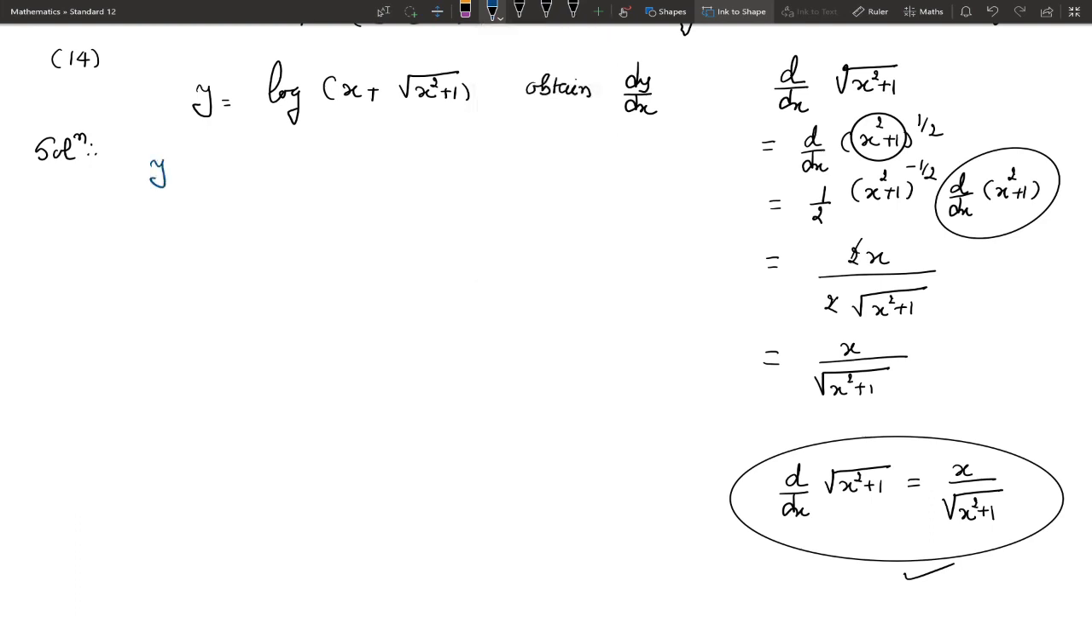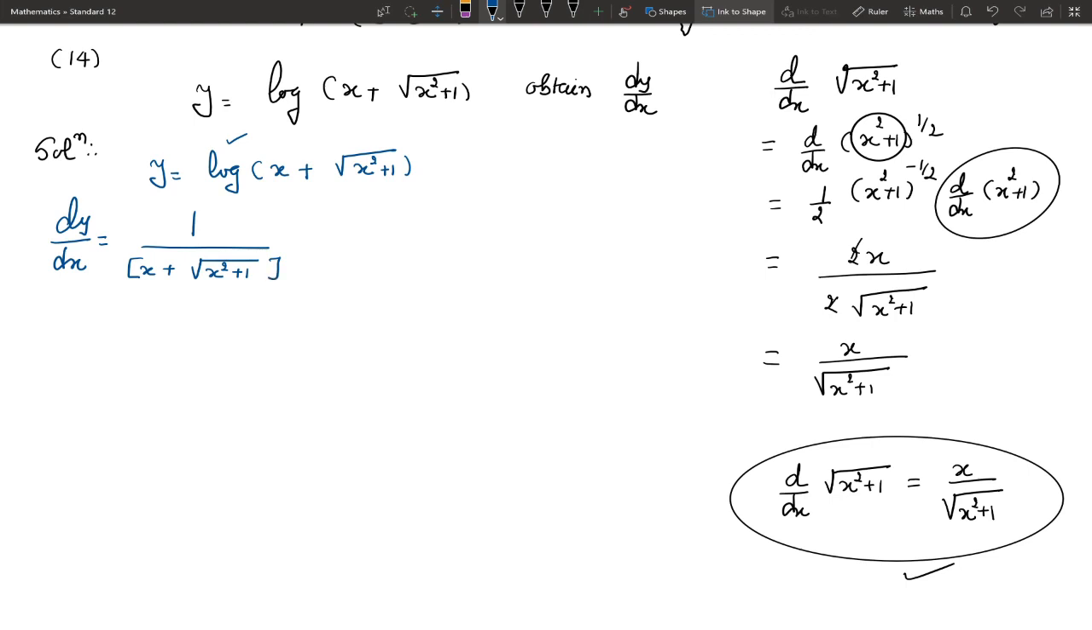So y equal to log of x plus under root x square plus 1. So dy by dx, first derivative of log x, 1 upon x, so using this formula, 1 upon x plus under root x square plus 1, okay.